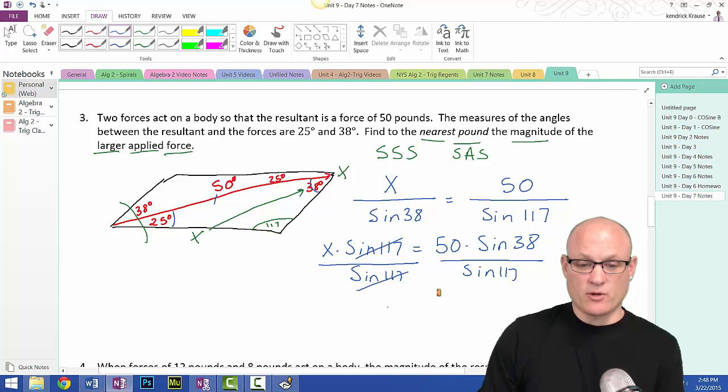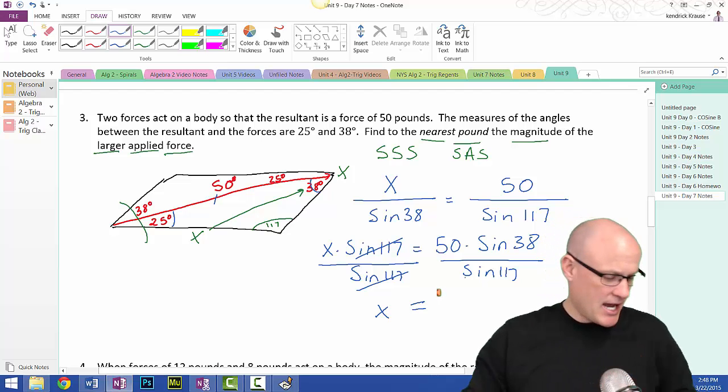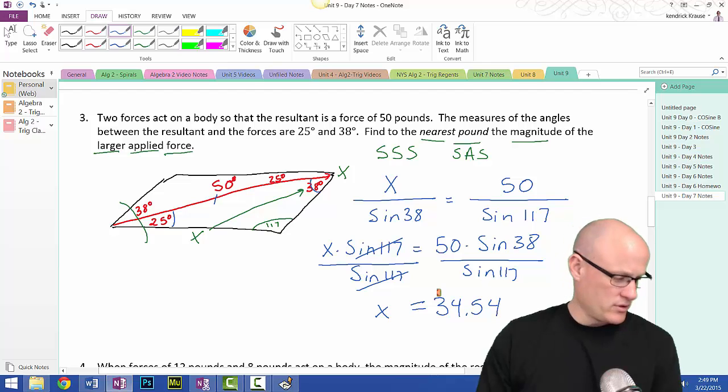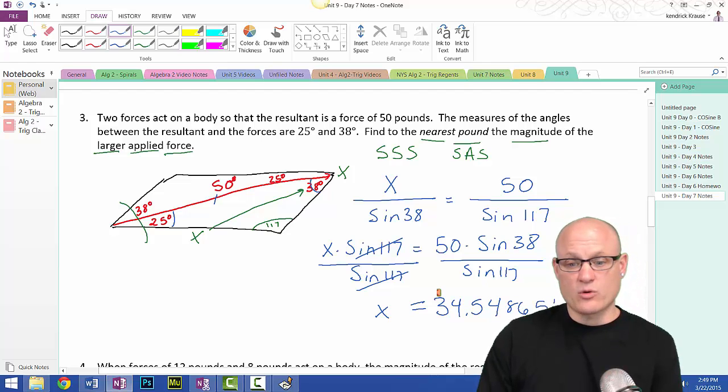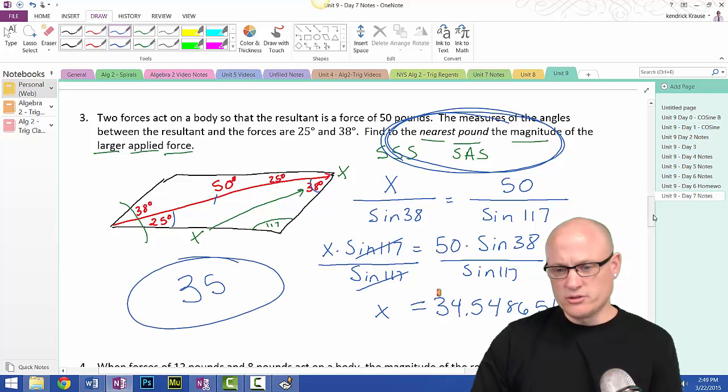Ka-ching, ka-ching. And quite honestly, you're just going to type this in your calculator. I'm going to save us some time. I typed it in. You get 34.54. And we want to the nearest pound. So my answer is 35 pounds. There's my answer.